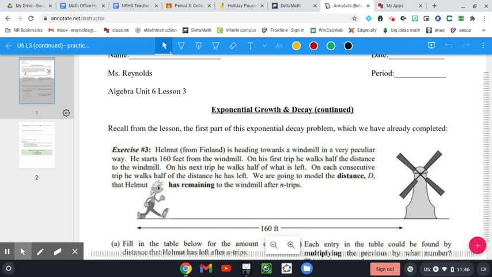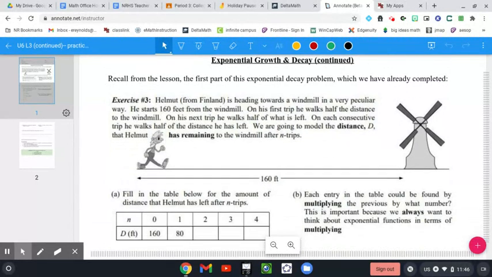Okay, so in this next video, we are going to be talking still about exponential growth and decay, but specifically we're going to do an example on decay. So if you didn't watch my growth video, you might want to go back and watch that before watching this one. So we're going to go through a problem.